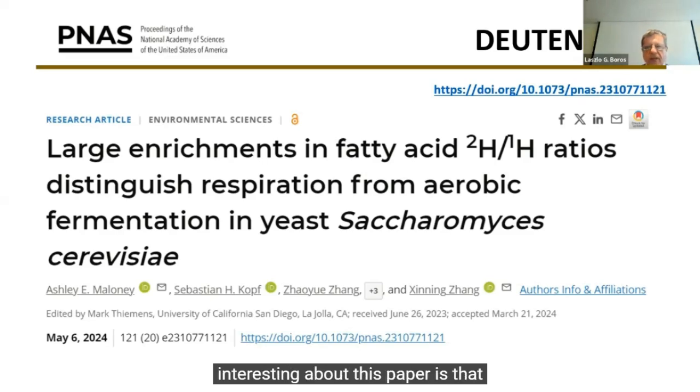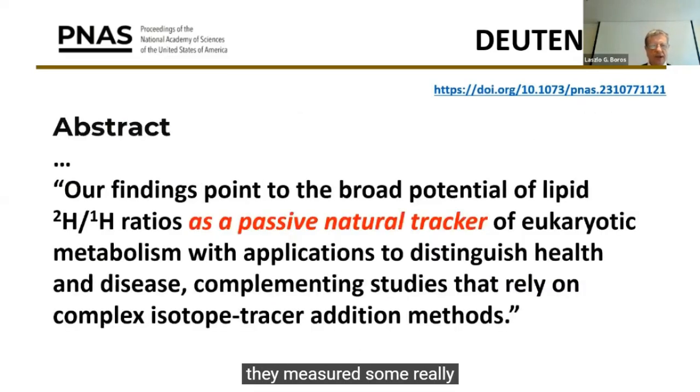And what was really interesting about this paper is that they measured some really huge differences in deuterium and proton ratios, but in their abstract they concluded that "our findings point to the broad potential of lipid deuterium-proton ratios as a passive natural tracker of eukaryotic metabolism with applications to distinguish health and disease, complementing studies that rely on complex isotope tracer addition methods."